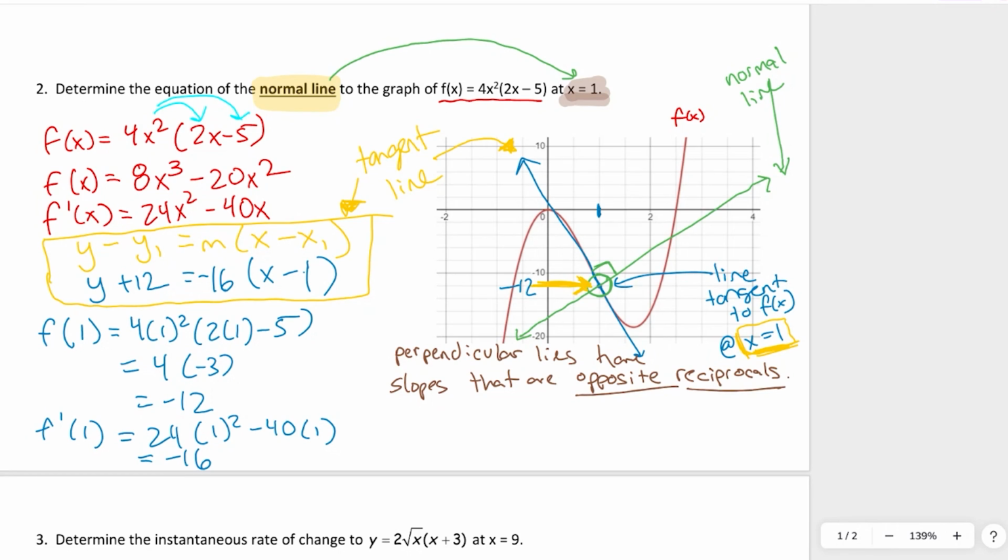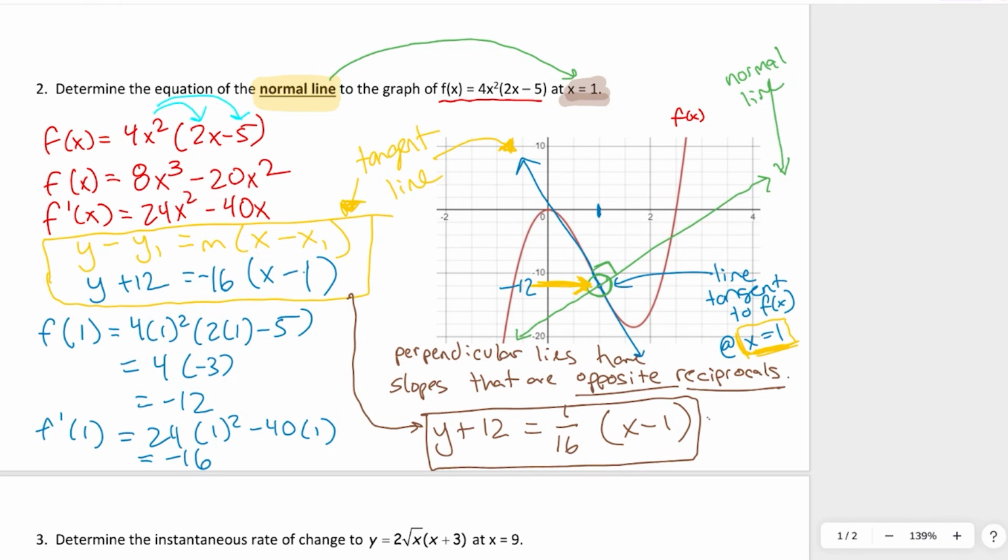Okay, opposite reciprocals. So we're going to have the exact same equation as we had for the tangent line. It's going to be y plus 12 equals some slope times x minus 1, same points, right? But the slope is going to be the opposite reciprocal of the tangent line. Since the slope of the tangent line at this point is negative 16, the opposite reciprocal of that would be 1 over 16. So this right here is the normal line.